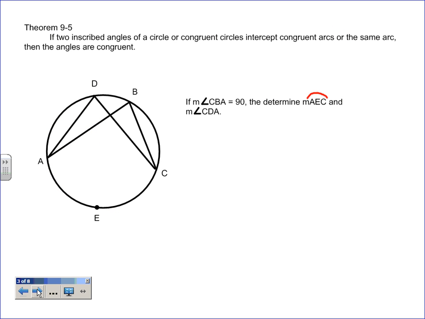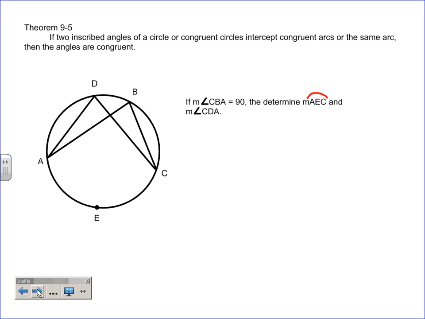Okay. So now it says if two inscribed angles of a circle or congruent circles, remember that statement's been coming up a lot, right? So we could have two circles sitting here that are the same, or we could have it just in one circle. I chose the one circle option. So they're saying if the inscribed angles are congruent, or they form the same arc, then the angles are going to be congruent. So let's take a look.